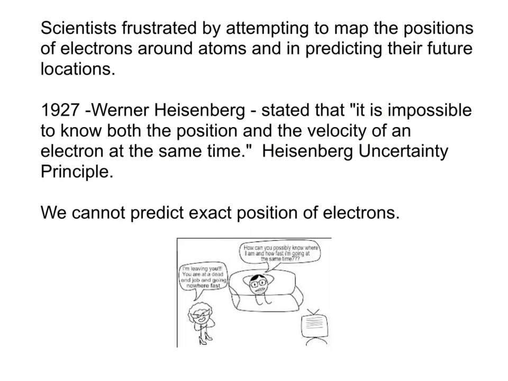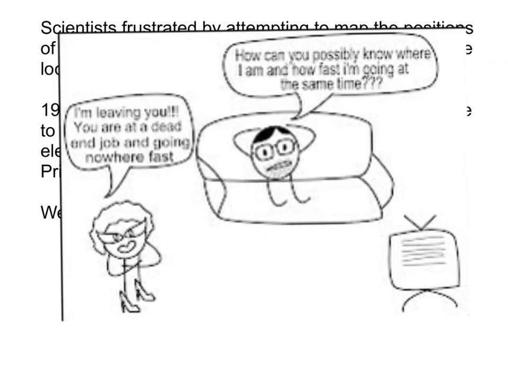But in terms of trying to map the location of where these electrons would be, what Heisenberg is basically telling us is we cannot predict the exact position of an electron around an atom and know how fast it's going at the same time. But here's a little cartoon for you that illustrates that.